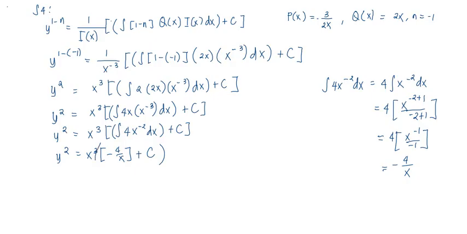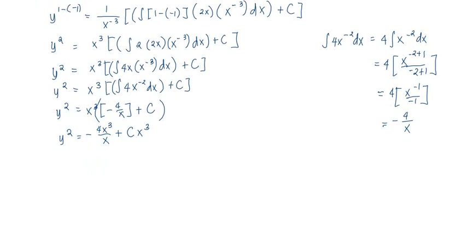So y squared is equal to x cubed times negative 4x. That's basically just negative 4x cubed over x. And then this one would also be distributed, so 6x raised to 3. And then y squared is equal to negative 4x squared plus cx raised to 3. We can arrange this, so it would be prettier for the equation, no?